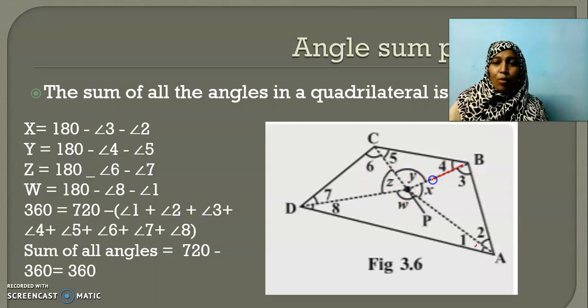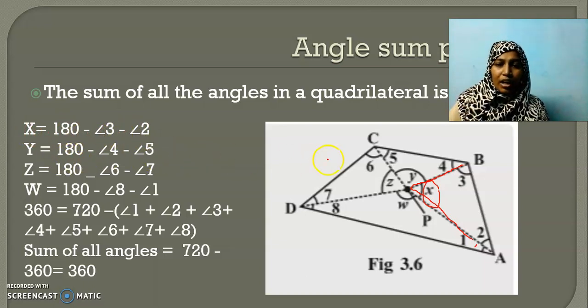By angle sum property of a triangle, I am taking this triangle P, A and B, this triangle alone. In that, I can say x is equal to 180 minus angle 3 and angle 2. Isn't it? If I add all these three, I should get 180 degrees. So, how to find x? From 180, I should subtract angle 3 and angle 2. See, that's the first statement I have written here.